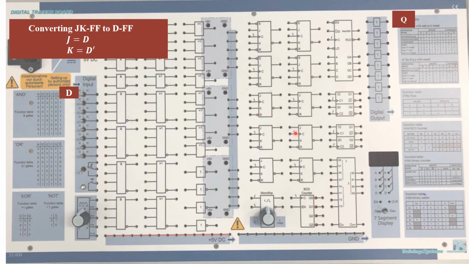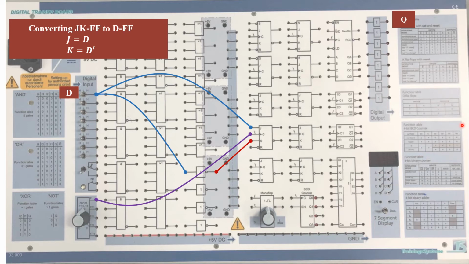Next, we're going to start making the connection. We'll first connect the clock of the JK flip-flop to the clock of the Turner board, and then we'll connect J to D, since J is equal to D. And finally, we'll complement D by connecting D to one of the inverters on the Turner board. The output of the inverter now is D prime, which will be connected to K.